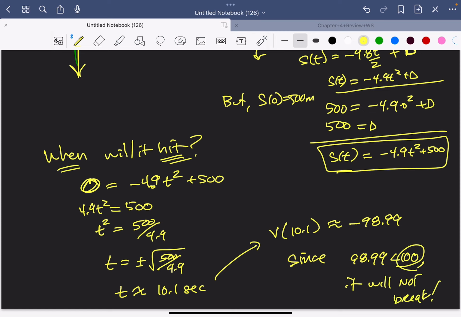Because they told us that it breaks at 100. But we found out the velocity was that many meters per second. Okay. All right, last one.